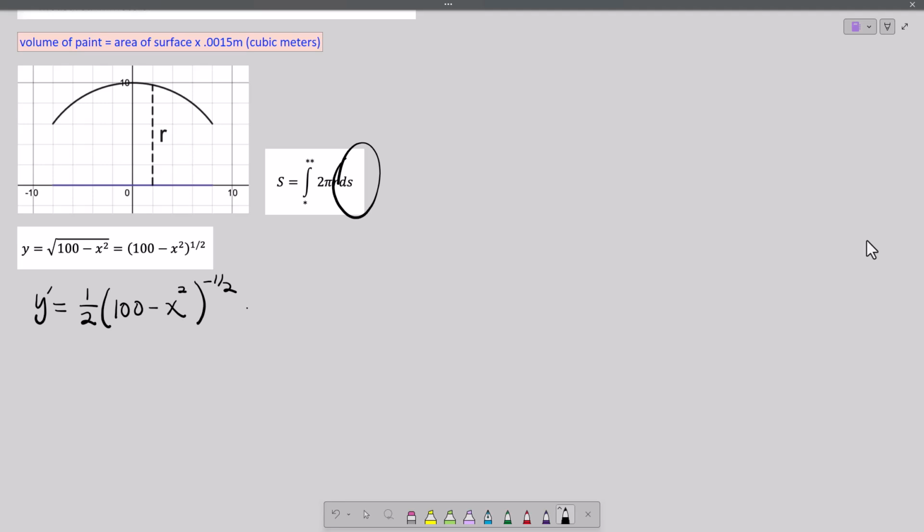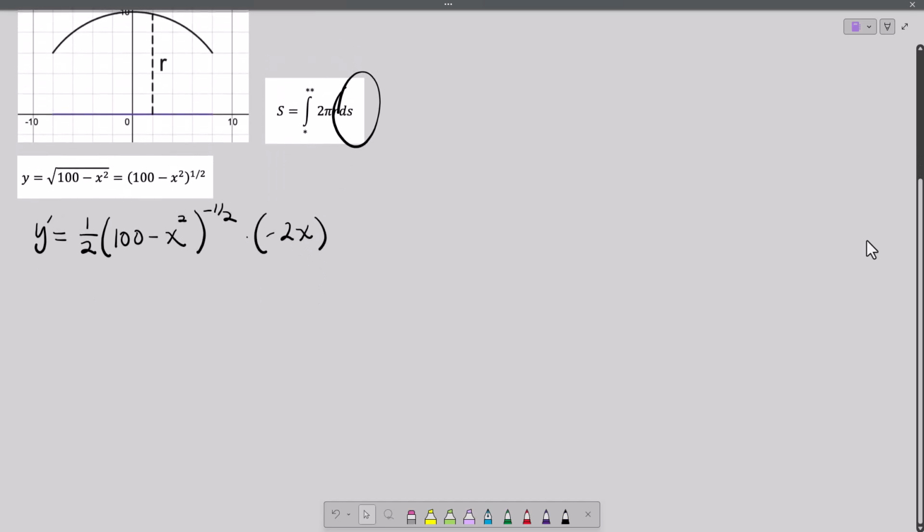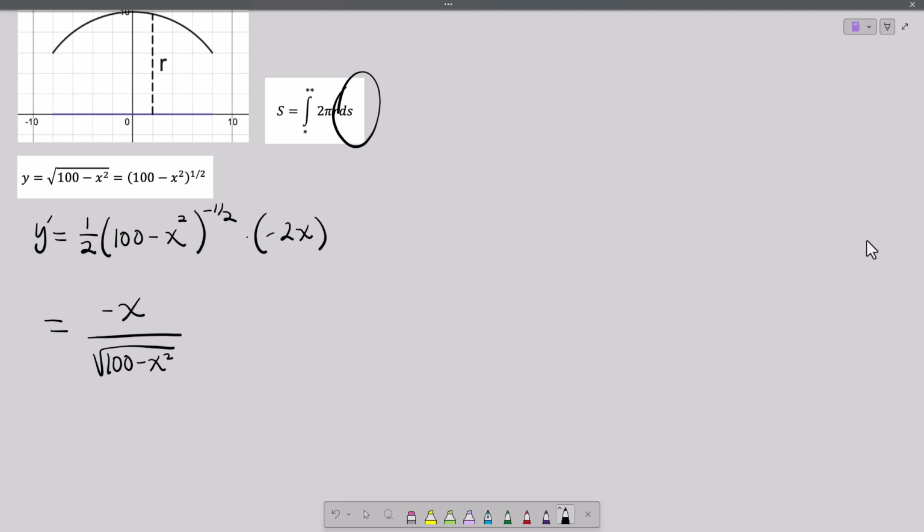negative 2x. You did just say 2x, right? Yeah, negative 2x. So that negative right there is going to matter when we take the derivative. So negative 2x. The derivative of 100 is 0. That's a constant, so its derivative is 0. So the derivative there is negative 2x. The 2's are going to cancel, giving us x with a negative in front. So a negative x divided by the square root of 100 minus x squared. So there's y prime.